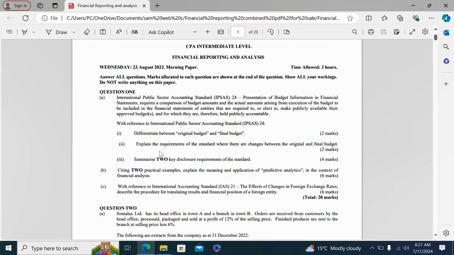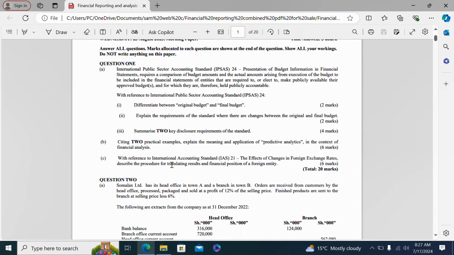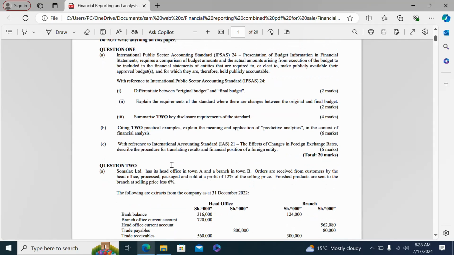Explain the requirements of the standard where there are changes between the original and final budget. Summarize two key disclosure requirements of the standard. Citing two practical examples, explain the meaning and application of predictive analytics in the context of financial analysis.